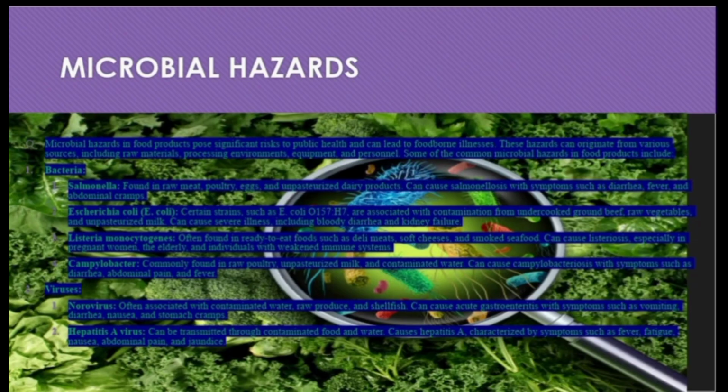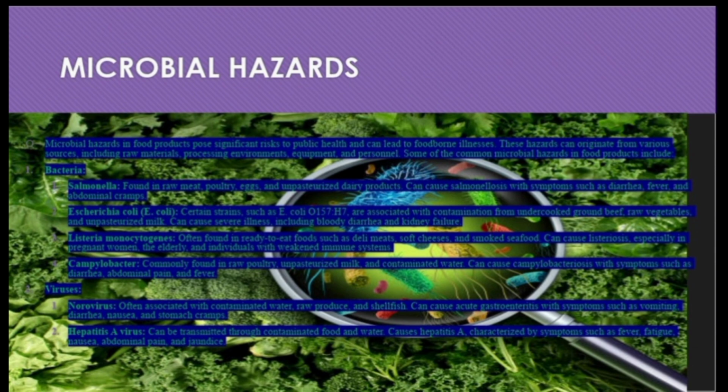Next, we can see microbial hazards. Microbial hazards in food products pose a significant risk to public health and can lead to foodborne illness. These hazards can originate from various sources, including raw materials, processing environments, equipment, and personnel. Some common microbial hazards in food products include bacteria.